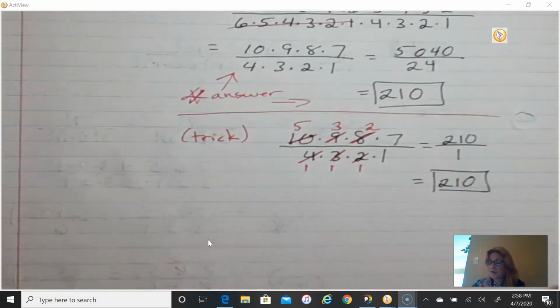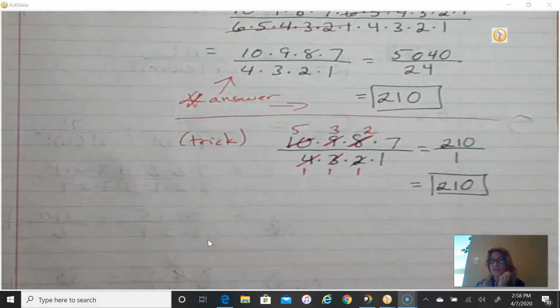See, same thing, just different approaches to it. This is like the trick way of doing it. And truly, if you have a calculator, you can just do it this way and not worry about it. And yes, on tests and everything for this, you can use your calculator.